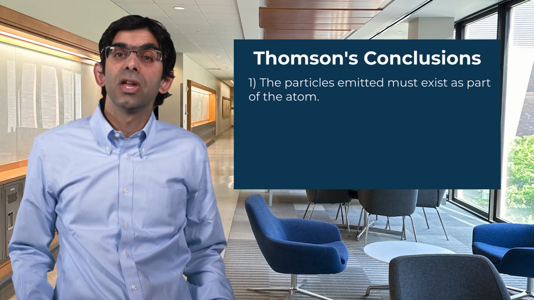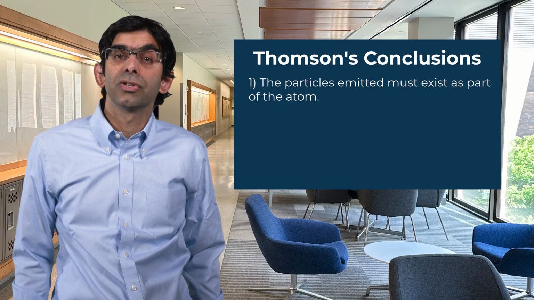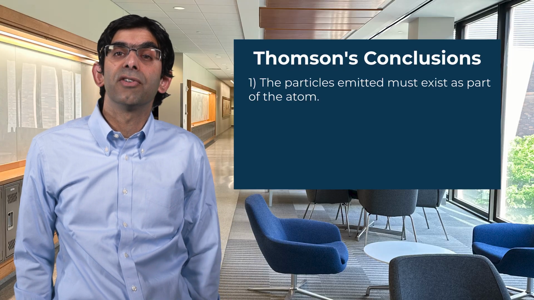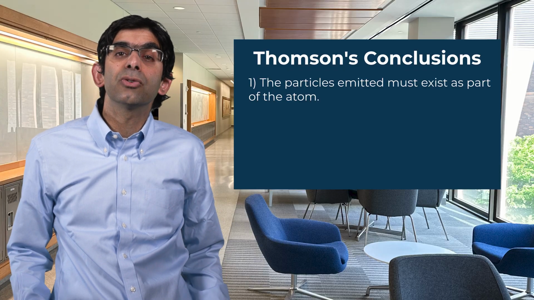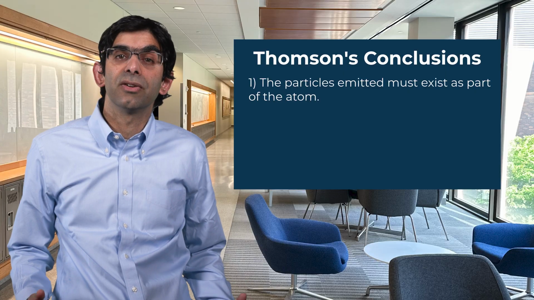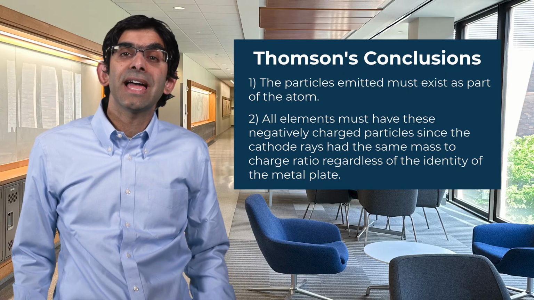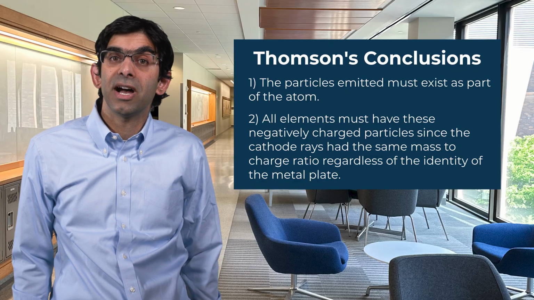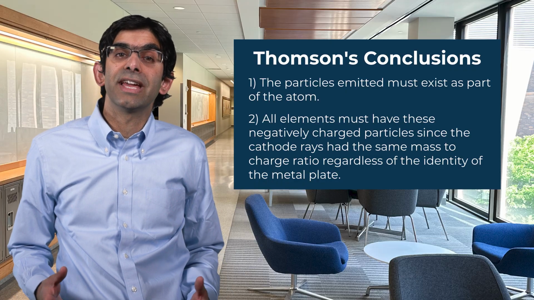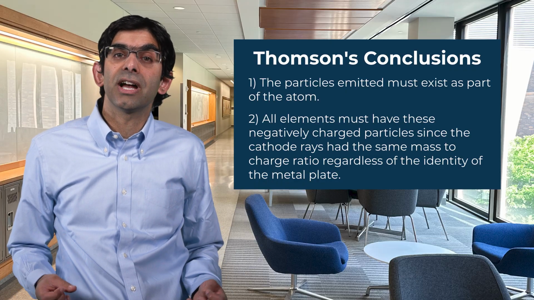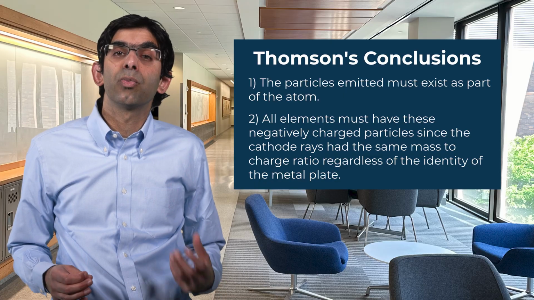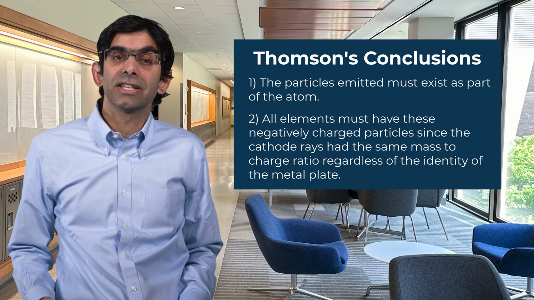Thomson's experiment led to two major conclusions. First, because the mass of the particles was much smaller than that of a hydrogen atom, the particles must exist as part of the atom. Second, all elements must have these negatively charged particles, since the cathode rays had the same mass-to-charge ratio regardless of which metal was used as the cathode.